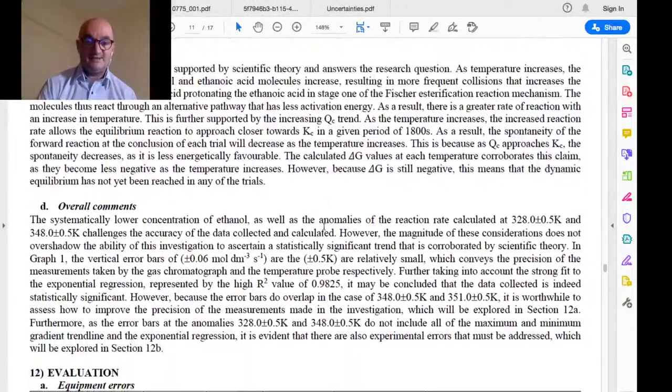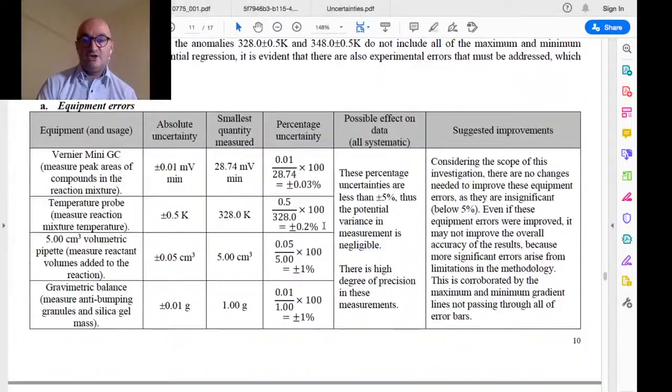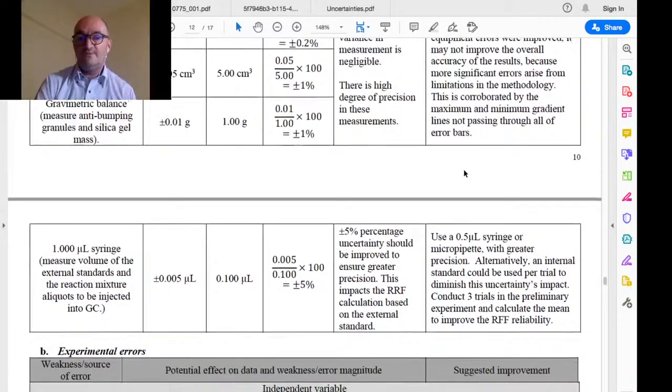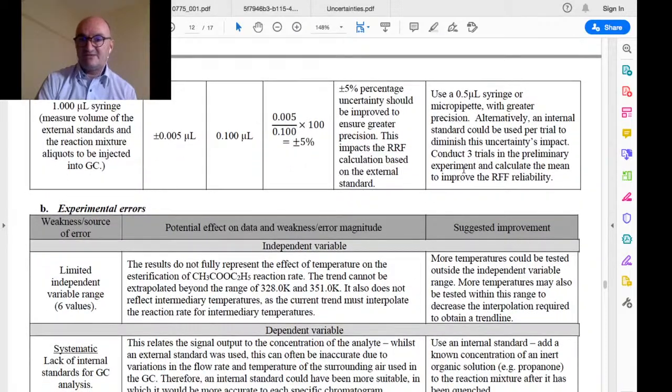It links it into the theory, and then he uses, not me, he uses Andrew Weng's table here. What's the equipment? What's the absolute uncertainty? And then he extends it: smallest quantity measured, what's the percent uncertainty, possible effects on data, are they systematic, and what's the improvement. So when I'm marking for evaluation, I just go tick, tick, tick, tick, tick. Of course, we do internal moderation, pass it around to the teachers and go, can you knock any marks off this? And they go, no, we can't. And that's always a good sign.